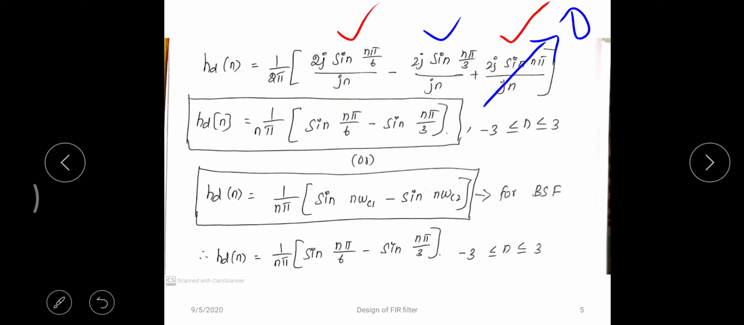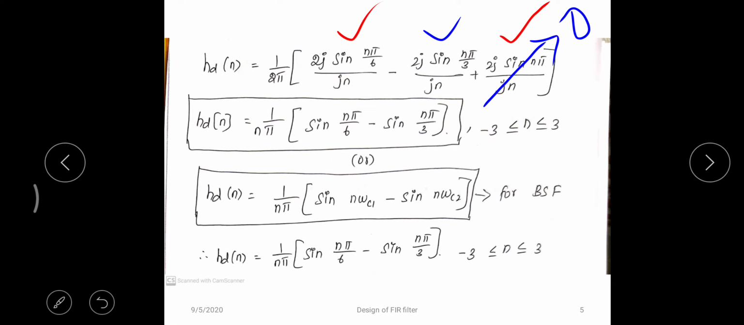The range for small n is minus of capital N minus 1 by 2 to plus of capital N minus 1 by 2. For our problem, the value of N is 7. So, 7 minus 1 by 2 is 3. So, the range for small n is minus 3 to plus 3. This is one of the ways.